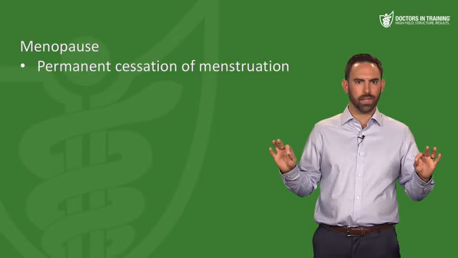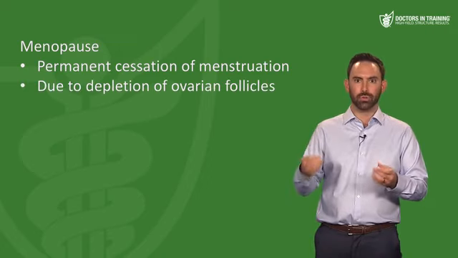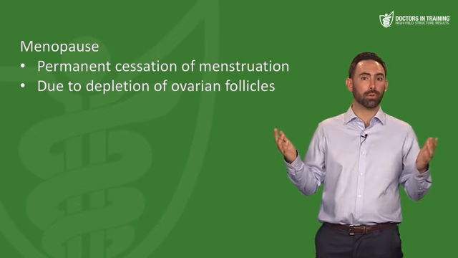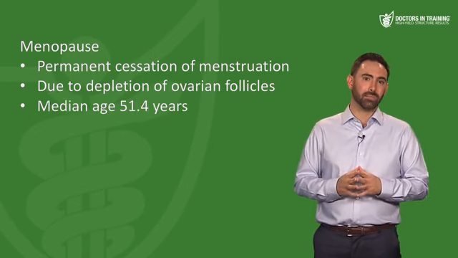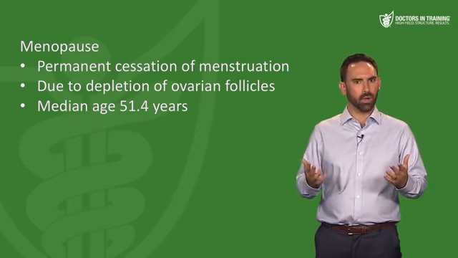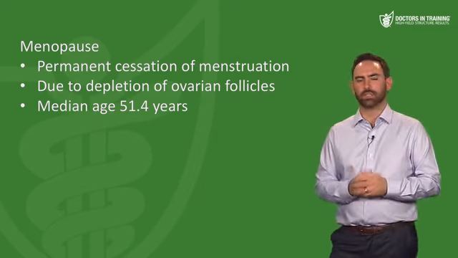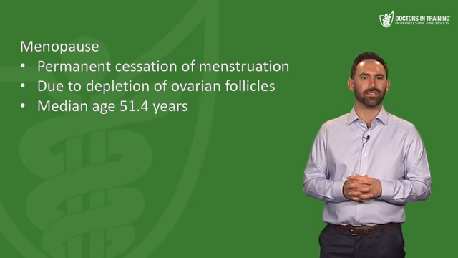We started talking about menarche, when menstruation begins, but now we're going to talk about menopause. Menopause is the permanent cessation of menstruation due to the depletion of the ovarian follicles. You're only born with so many follicles, and when they run out, that's it. The median age of menopause is 51.4 years, and menopause that occurs before the age of 40 is considered pathologic. We call that primary ovarian insufficiency.